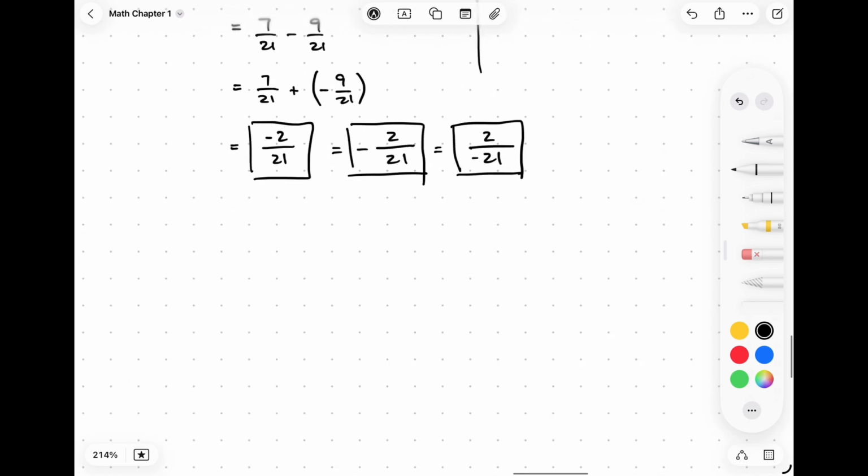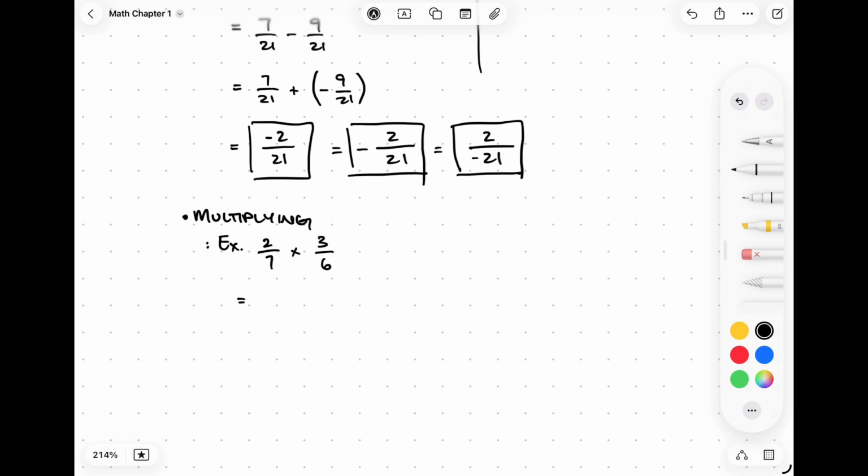So now we're going to refresh our memories with multiplying. So multiplying is pretty simple. You multiply the top and the bottom. So here's an example. 2 over 7 times 3 over 6.